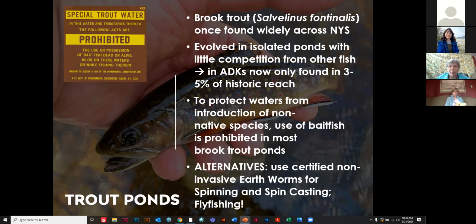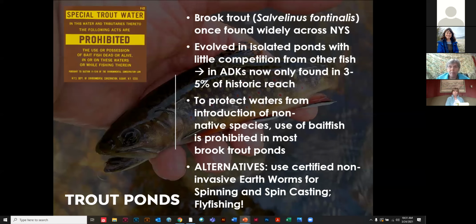So this is the state fish. It is a little tiny fish. Sometimes they can get bigger, but they're not the biggest numbers. So when you do find them, it might be small, it'll be catch and release, and you appreciate it and you put it back. So brook trout were once found widely across New York State, and they evolved in these isolated ponds with little competition from other fish. So when you hike up 2,000 feet and you find a pond, that might be where brook trout is.